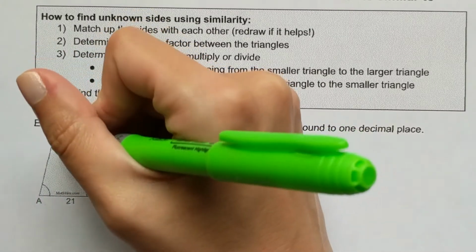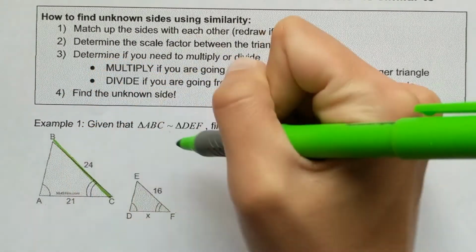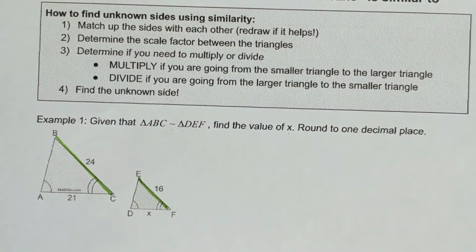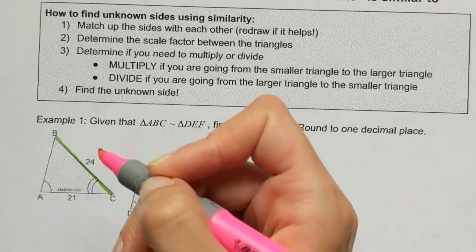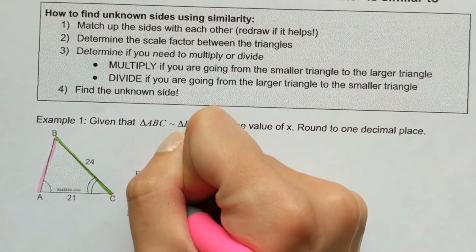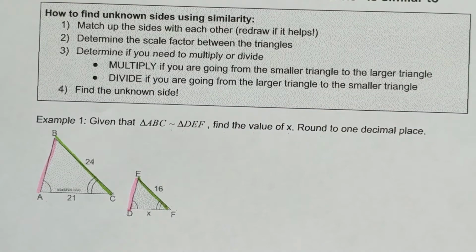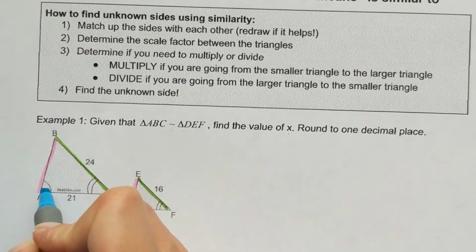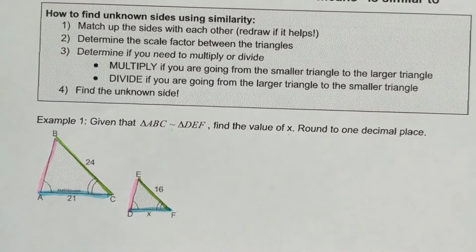My single loop is going to be green. My double loop is going to be pink. And finally, my last side is going to be blue. I don't feel the need to redraw these triangles because they are already in the same orientation and pretty straightforward. Now I need to find my scale factor.